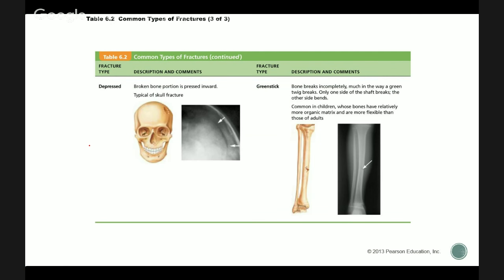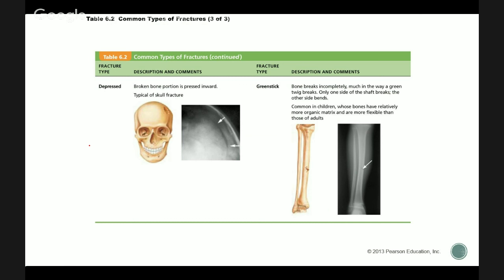We have depression fractures, where you get bashed in the skull and have basically a dent in your skull. We have the green stick fracture. The green stick fracture usually happens in children. Their bones are a little bit more flexible.